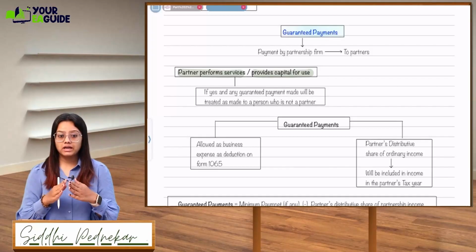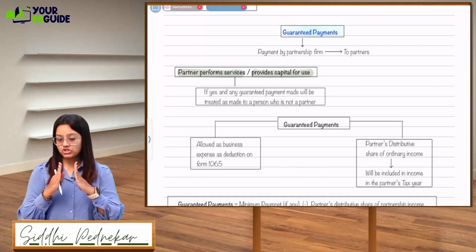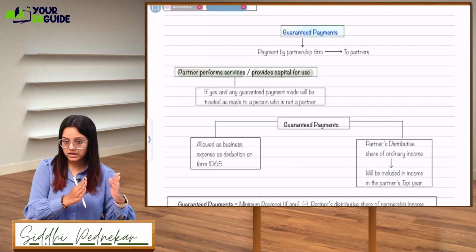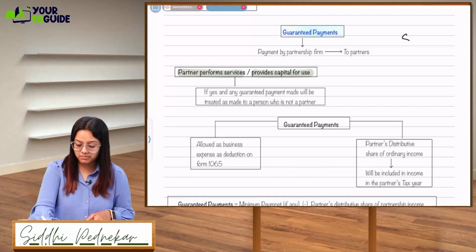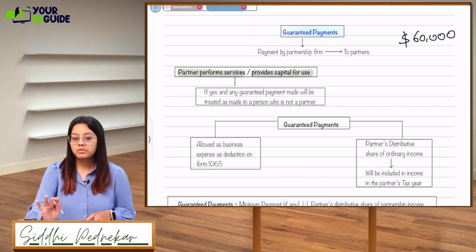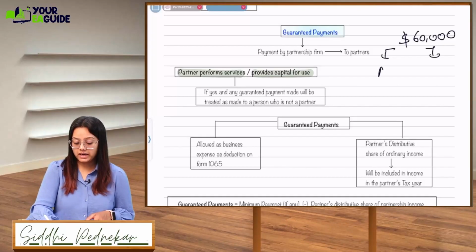But for a guaranteed payment, first you have to check what is the minimum payment. I'll just take one example. We have earned $60,000 from a partnership income. Now there are 2 partners, partner A and partner B. What is the distributive share? Let's say they are sharing 50-50%.